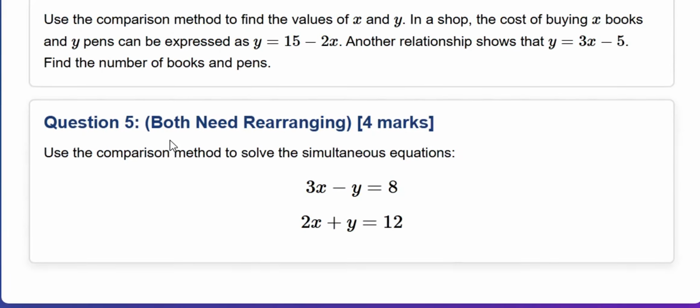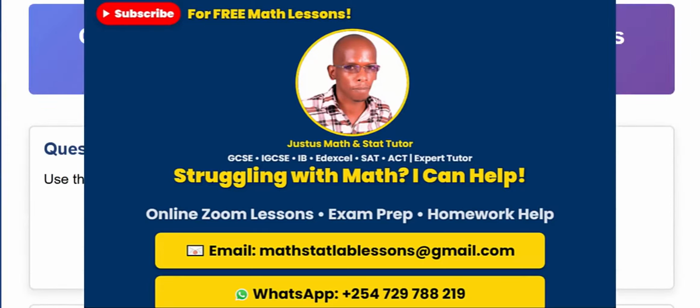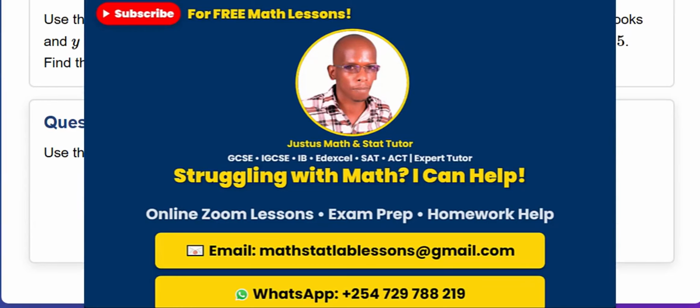So can you try question 5 and see if you understand the logic? And if you don't, you can ask me in the comment section. I'll try my level best to answer any question.